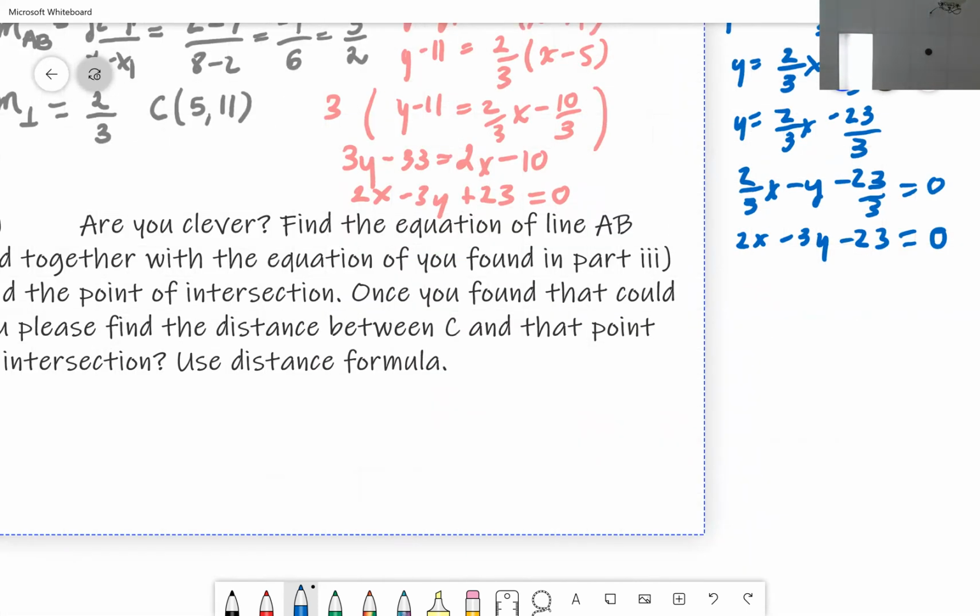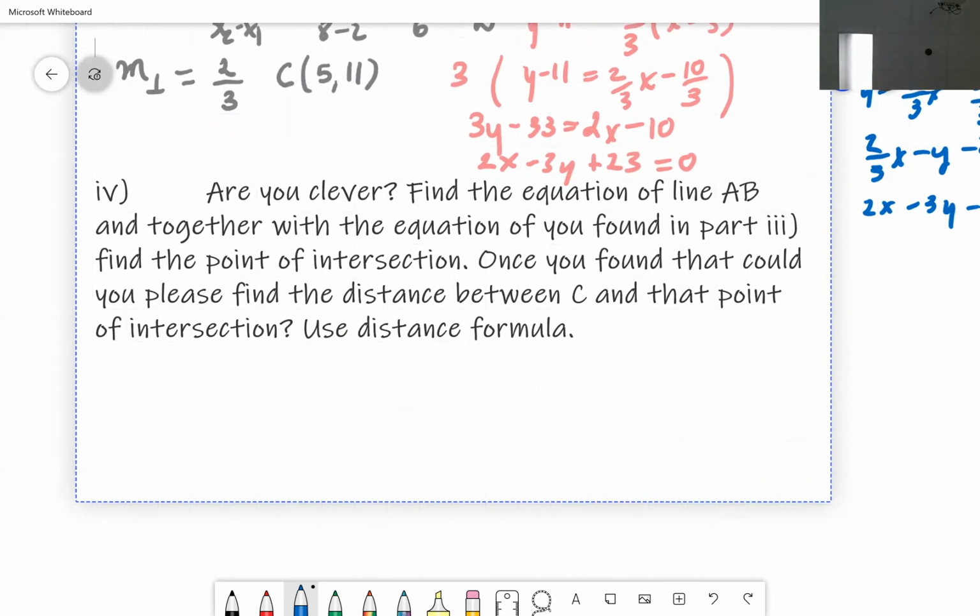All right. I'm not gonna give you 30 minutes. I'm only gonna give you like 15. Let's just say 15 because look at this. It's like I'm rolling through it like nothing. Okay, so let's do the last one. The Are You Clever one. It says find the equation of line AB and, together with the equation that you found in part 3, find the point of intersection.